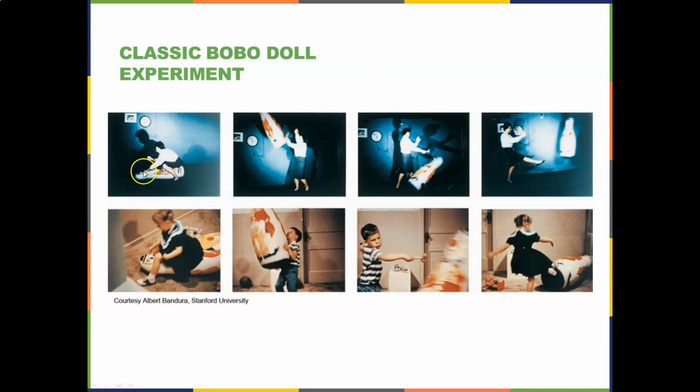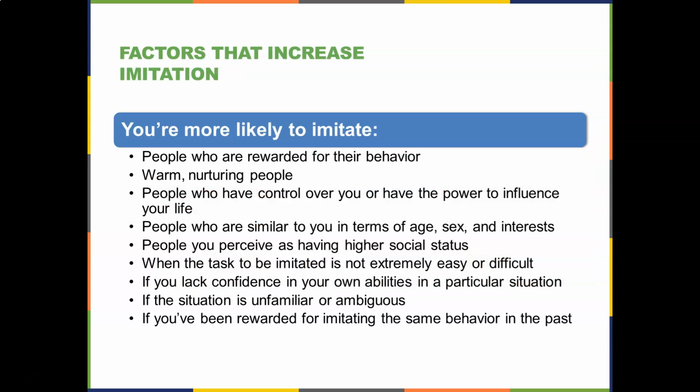Then when the children were allowed to come into the room, they exhibited the same type of behavior. This little girl right here is on top of the doll and striking Bobo. This child right here is throwing Bobo. This child here is striking with a hammer. And this child here is kicking the Bobo doll. So that was the result of what's known as observational learning through observing.